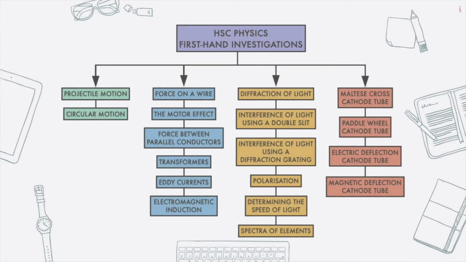So if we have a look at the first-hand investigations that you would have had to complete in your Year 12 HSC Physics year, you see there are not many experiments to report on from the Advanced Mechanics module. There's a few more from the electromagnetism module. The nature of light has the most amount of first-hand experiments, and from the universe to the atom has a few experiments to complete. So for each of these experiments, you should develop another summary table.